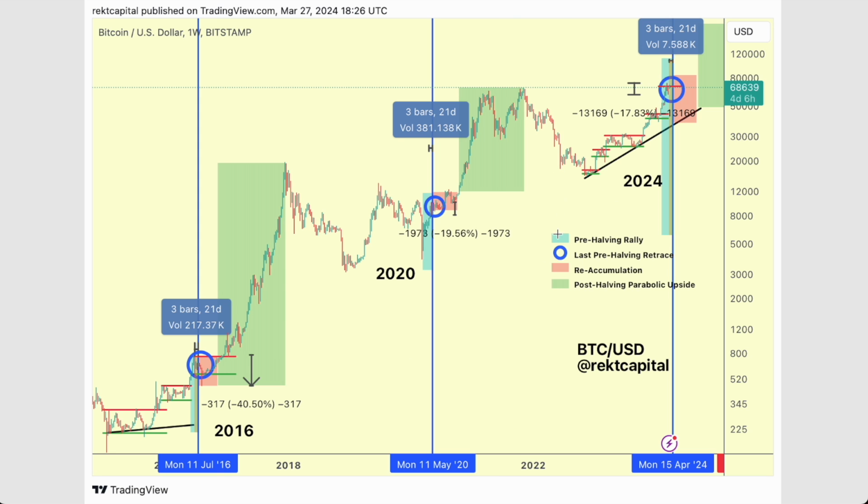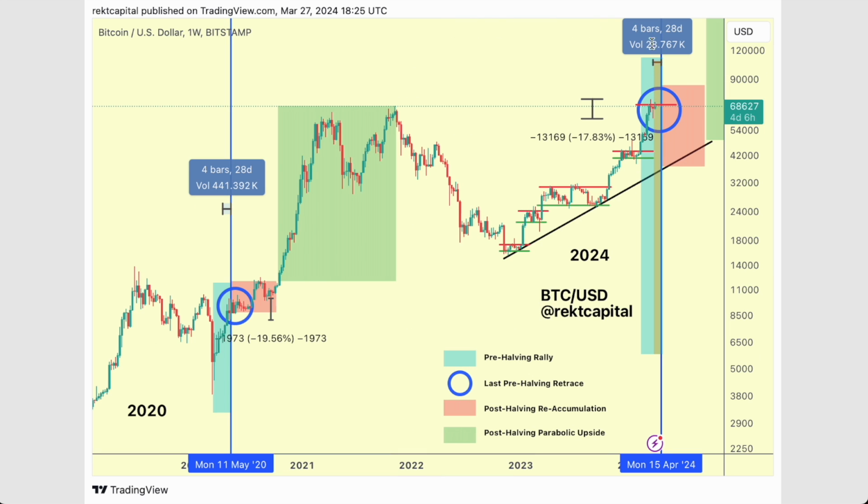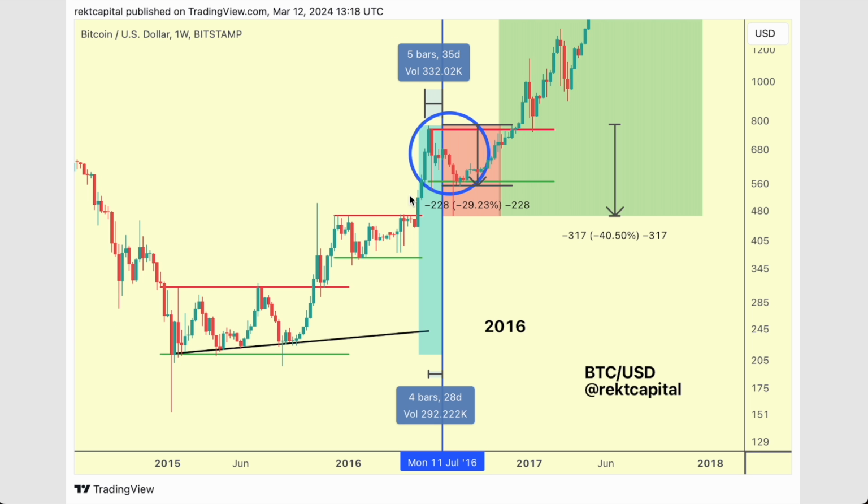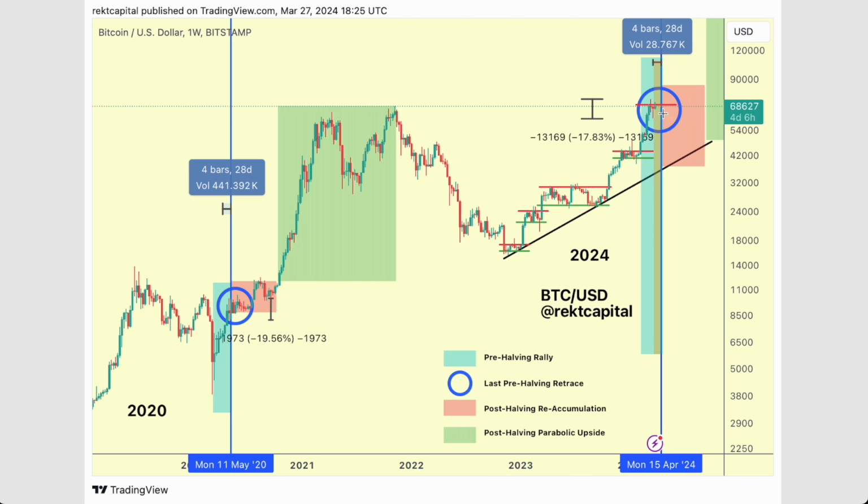So if we go to this first chart here, the pre-halving rally, it looks like it's over, isn't it? It looks like we've transitioned away from the pre-halving rally into that pre-halving retrace. And now that we've seen an 18% pullback already in the pre-halving period, remember, we were talking about this pre-halving danger zone, right? Because the pre-halving retrace tends to occur 28 days before the halving to 14 days before the halving. Because in 2020, we saw a pullback 14 days before the halving, and in 2016, we saw a pullback 28 days before the halving.